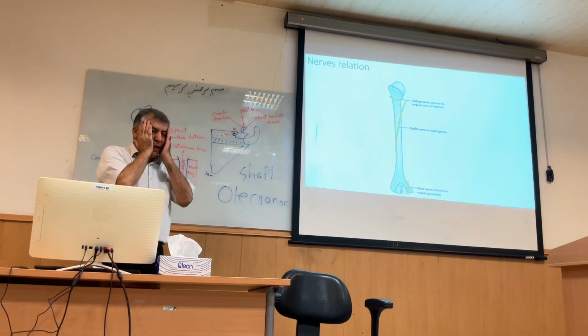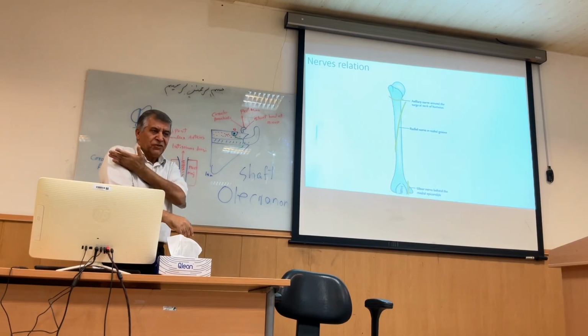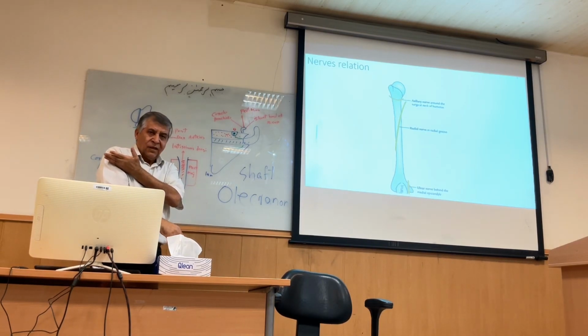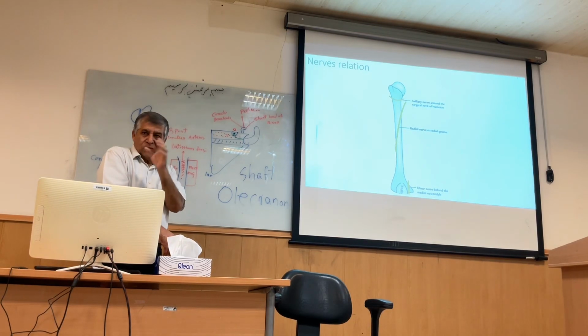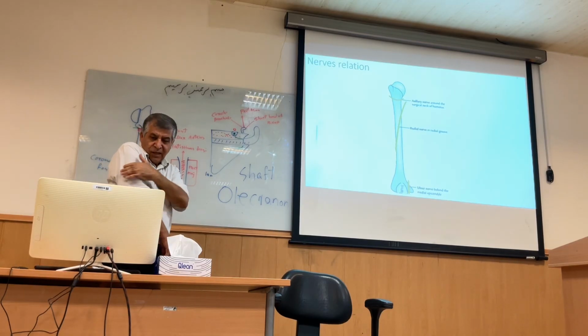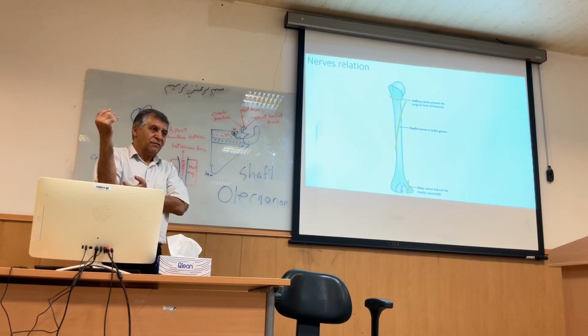I have to memorize: when the surgical neck is fractured, which nerve is injured? Axillary. The axillary nerve supplies this muscle. What is this muscle? Deltoid. For this reason this muscle atrophies, becomes small. Okay? The radial nerve supplies this muscle. What is this muscle? Triceps. The ulnar nerve is injured when the medial epicondyle is fractured.